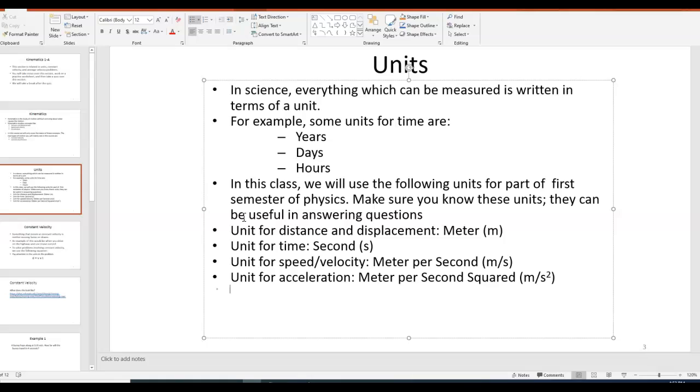Okay, so if you see something and it's like 28 meters per second squared, you should look at the unit, say, oh, okay, meters per second squared is the unit for acceleration, and be able to identify that as the acceleration. So it's really important that you understand what different units for different things are. Okay, so take a good look at the slide, take down any notes you need to, and then we're going to move on to constant velocity.